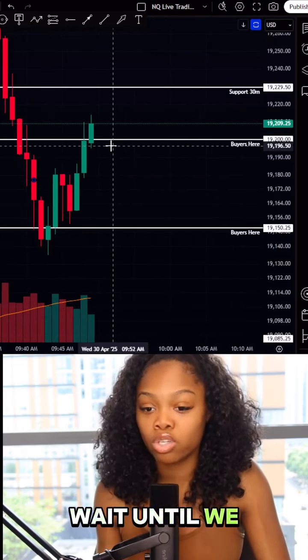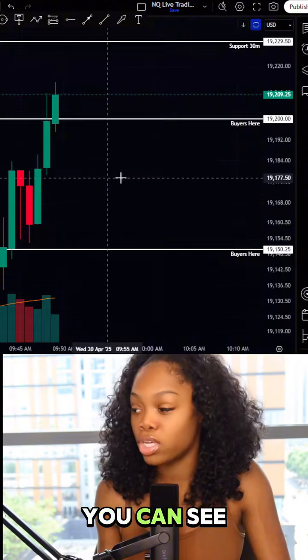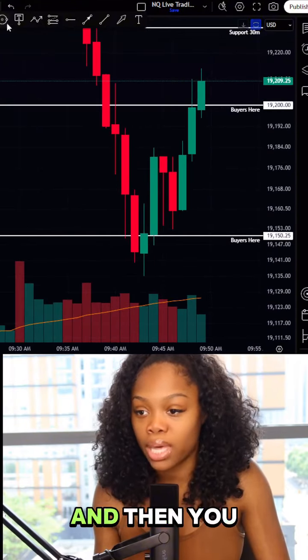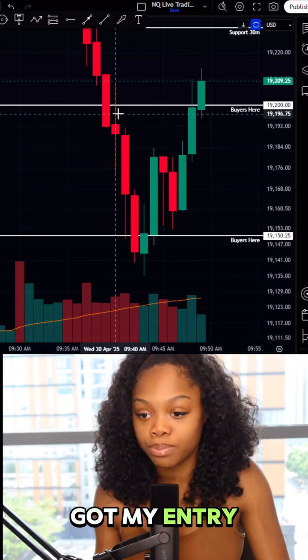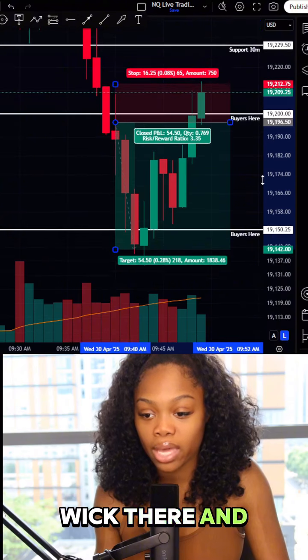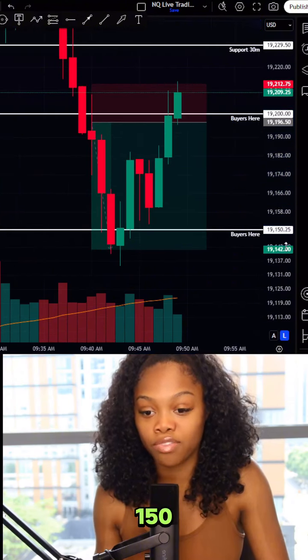Also with the news today and Trump speaking later, just wanted to have a little bit more confirmation. So I did wait until we got below the buyers at 200. You can see once we got below that level, we kind of wicked up above the level. And then that's where I got my entry for shorts, stopped right above the wick there, and targeted down to 150, which is where the buyers were at.